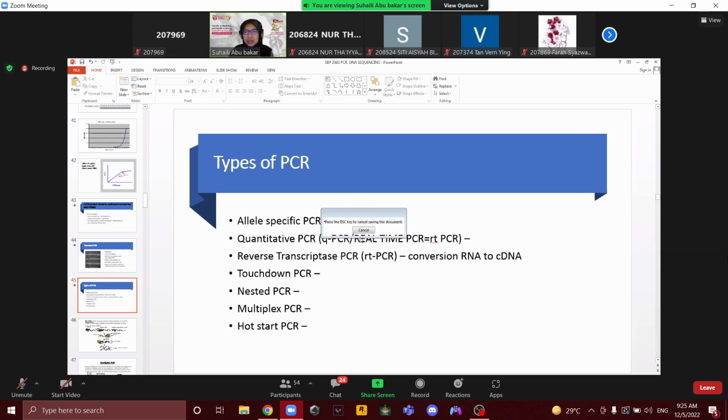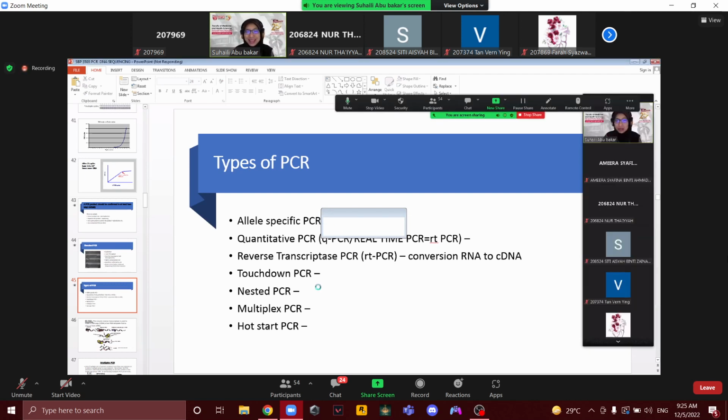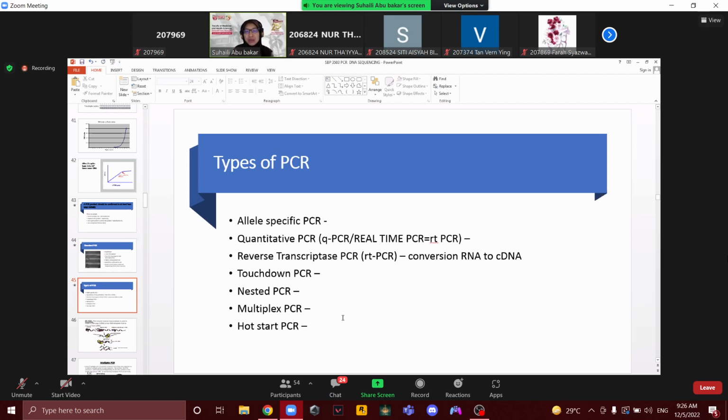Okay, and then allele-specific and quantitative PCR, and we also have touchdown. Not only rugby has touchdown. In PCR we also have touchdown. We also have nested PCR, another type, multiplex, and then hot start. So in my laboratory, in my postgraduate experiments, I always use multiplex PCR.